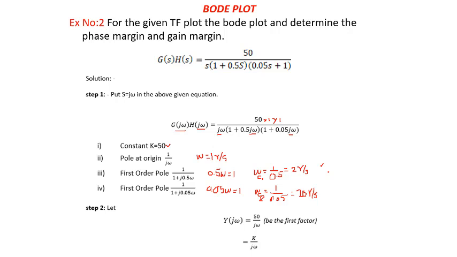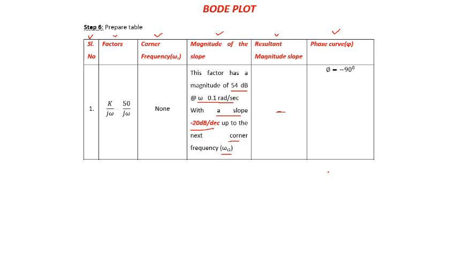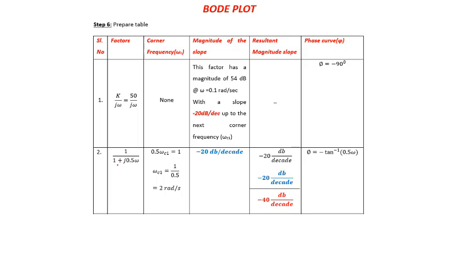1 divided by j 0.5 omega. Okay, so we put it here, 1 divided by 1 plus j 0.5 omega. Here 0.5 omega equal to, from the imaginary part, 0.5 omega equal to 1, omega equal to 1 divided by 0.5, that is 2 radians per second. Then this is the first corner frequency, we write it as omega c1 and here c1. So the corner frequency for this one will be 2 radians per second.